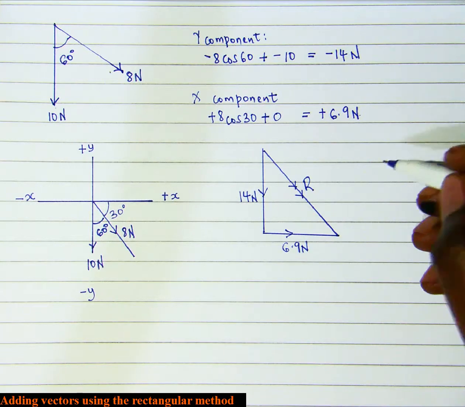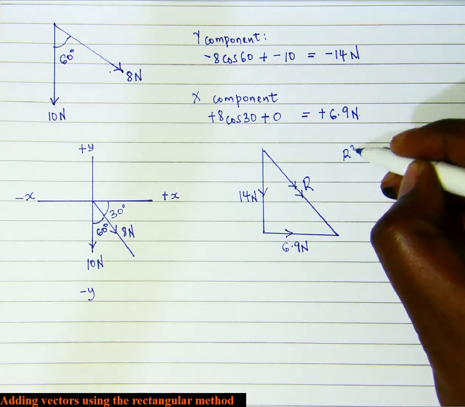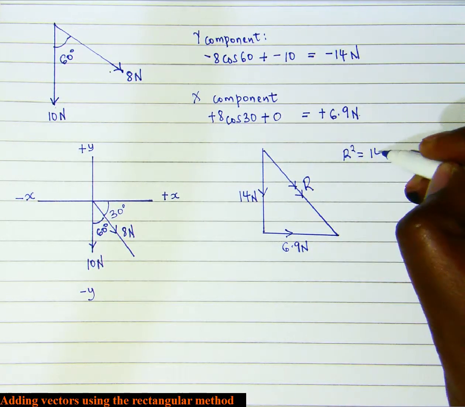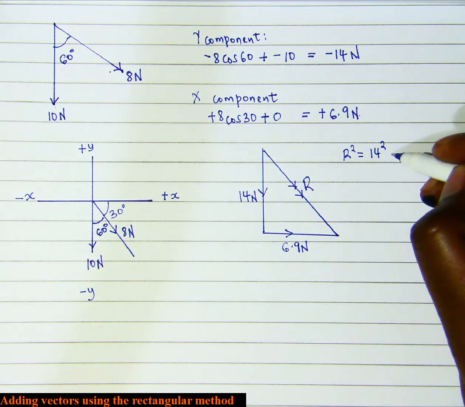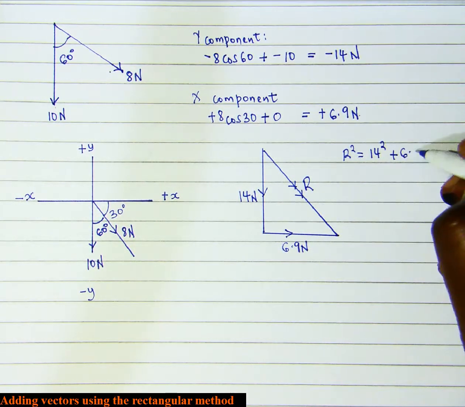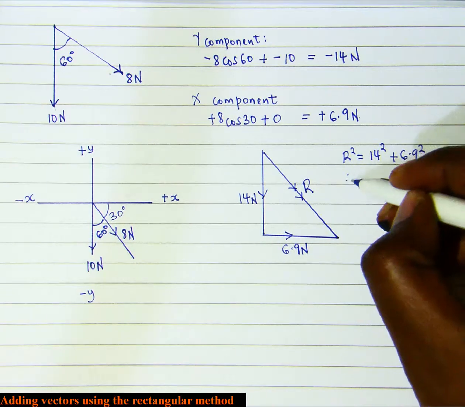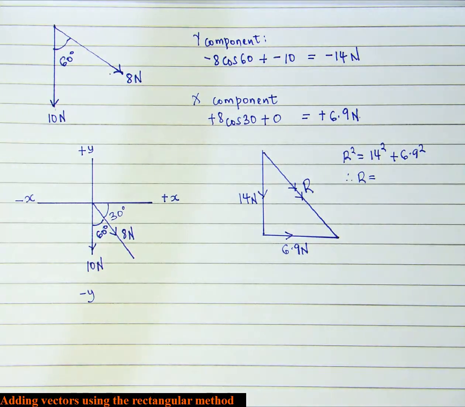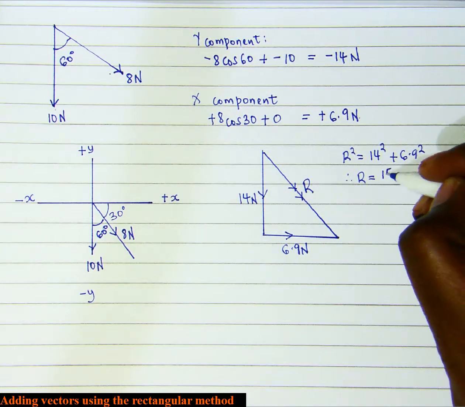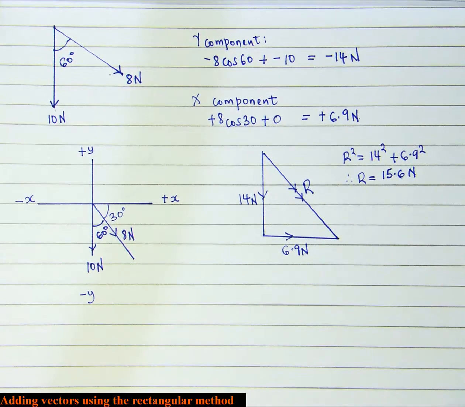From Pythagoras, R squared is equal to 14 squared plus 6.9 squared. Therefore, R is equal to 15.6 newtons.